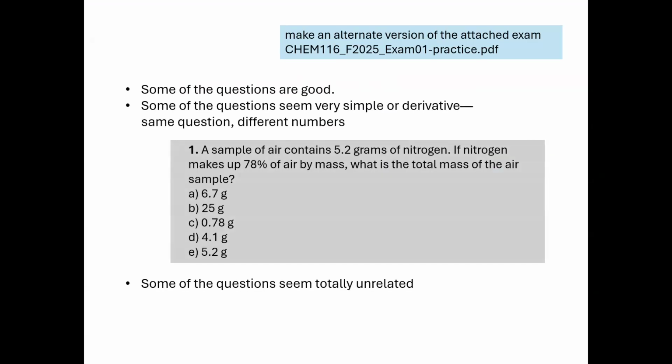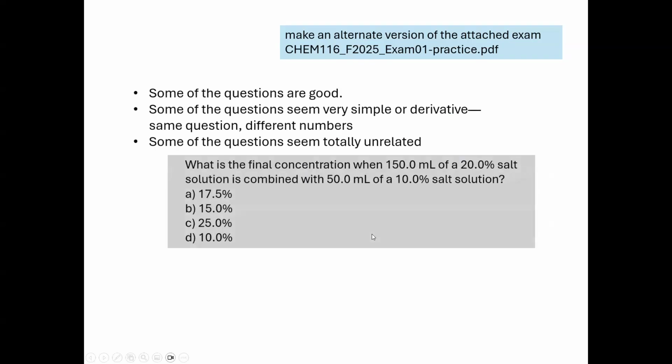Some of the questions seem very simple or derivative. They have basically the same question, but different numbers. Okay, this was an example. You're simply calculating the mass of, what is it, nitrogen in air. You'll also often see that some of the questions seem totally unrelated. This was an example. It looks like a percentage question, but actually it's about concentration. And you might be able to solve this one, but you'd have to actually know something about concentration in order to get it right. And that's really beyond the scope of what we had in this first practice exam.